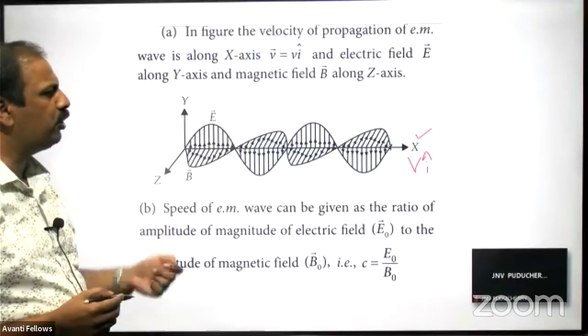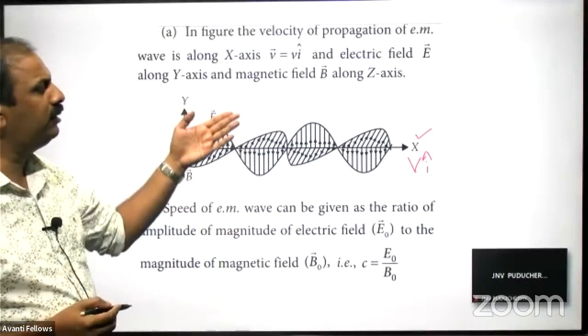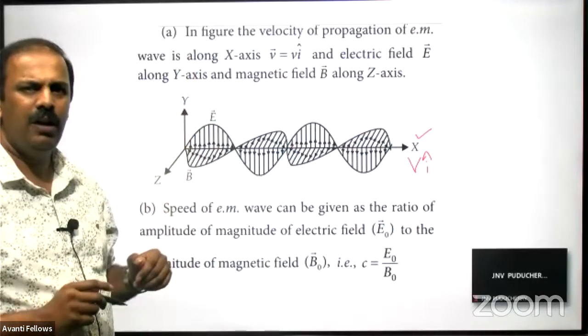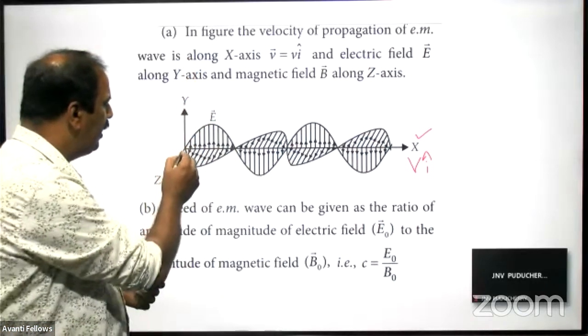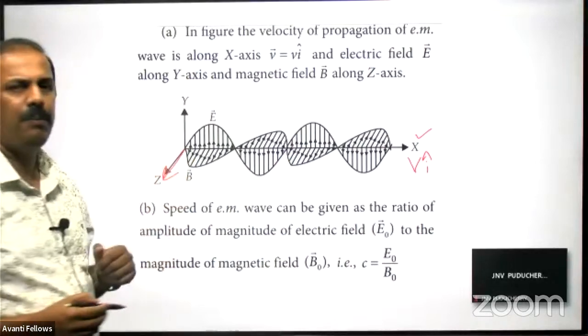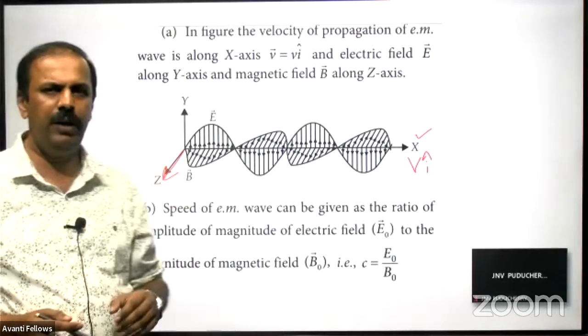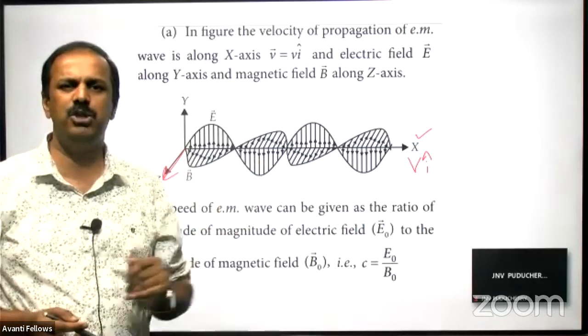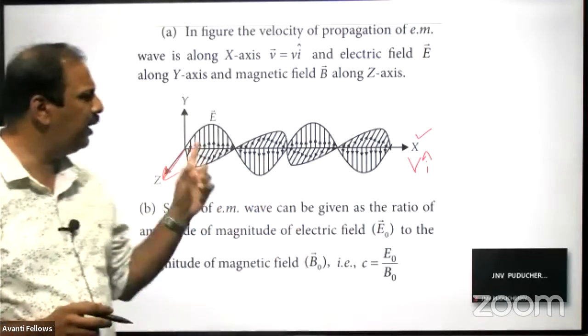And the magnetic field should be perpendicular to both the propagation and the electric field. So all these three will be perpendicular to each other. In this direction, we have the magnetic field. So you have to remember the electric field, magnetic field, and the direction of propagation. These three should be perpendicular to each other. That's what you have to remember.